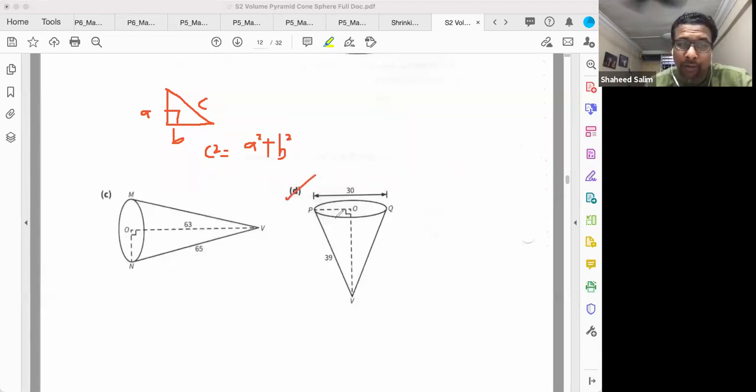Those who can finish D, you try to do C. You've got to find this side. So how to find this one now? We call it X down here. Can you see that this is the longest? This is C. X squared plus 63 squared is equal to 65 squared. Then you can find this side. You all know what I'm talking about? Please go. Please do.